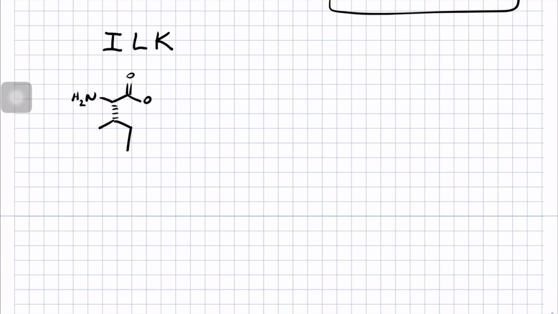Notice that this is the N-terminus of my peptide. This is the C-terminus. Peptides are always written from left to right in the order N to C. Always, always, always N to C. So I know that in this bond between I and L, I need the carboxyl group of I to bond with the amine group of L.